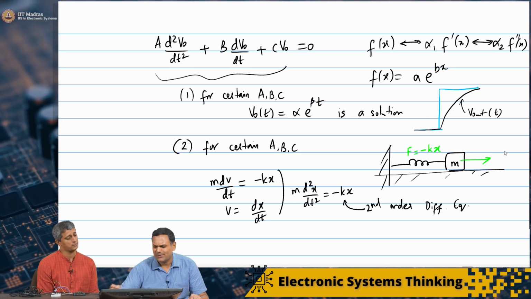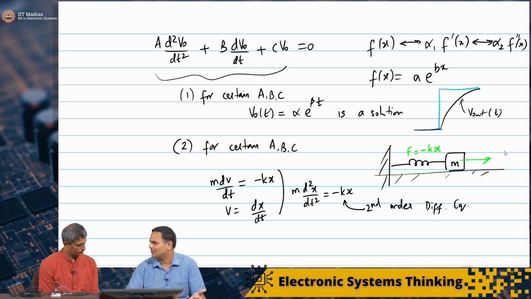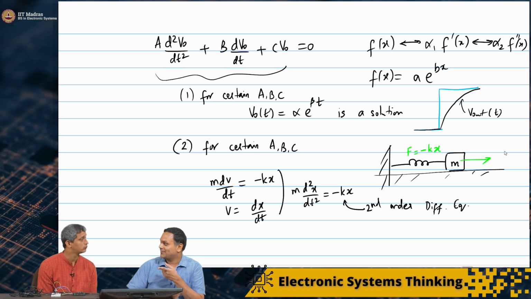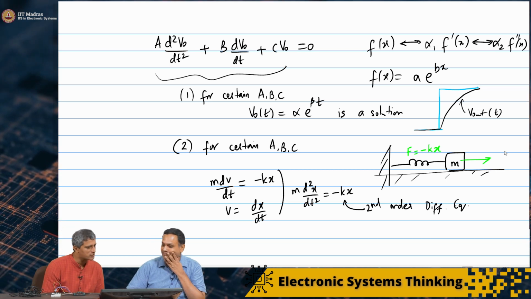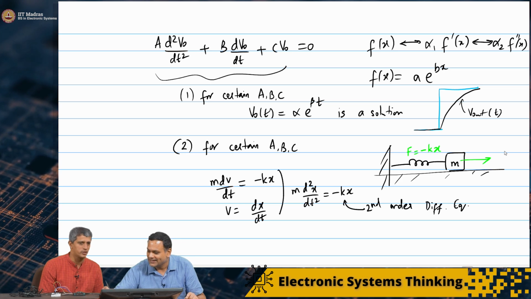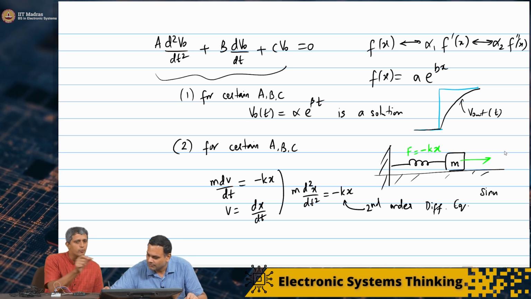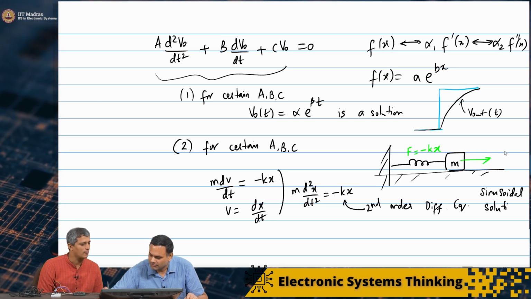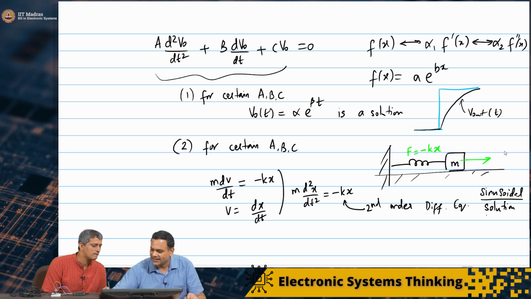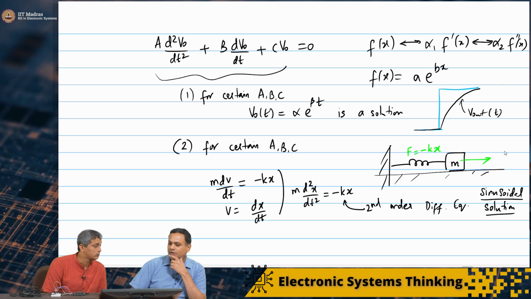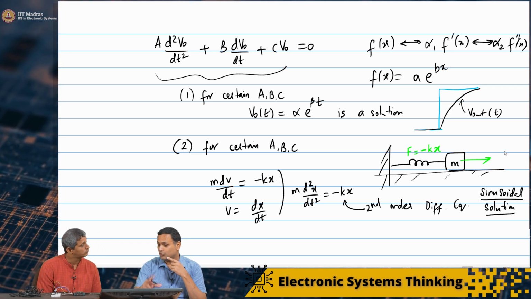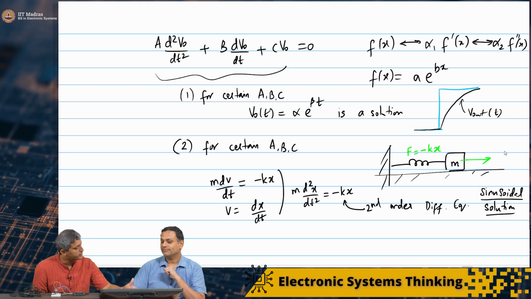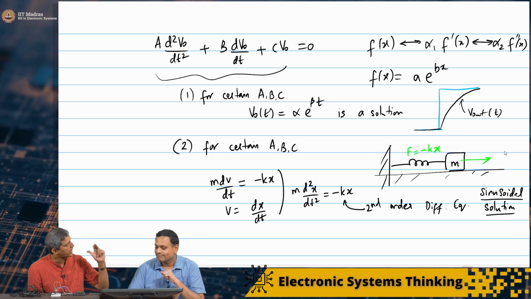It's a special case where the linear term, the first derivative term, does not exist. And the solution for this was actually a sinusoid, because this mass will keep oscillating back and forth about that mean position. So what you are suggesting is that a sinusoid could be one solution to this.